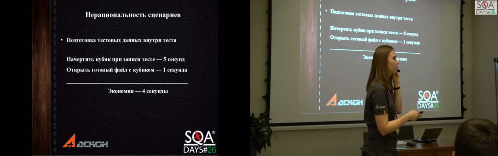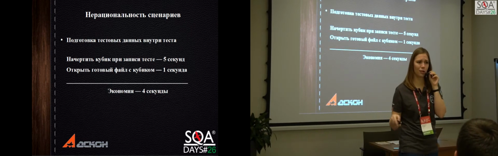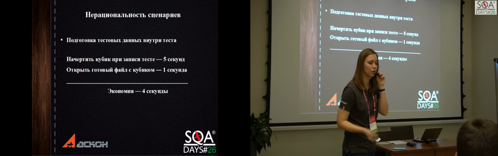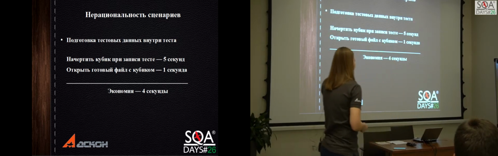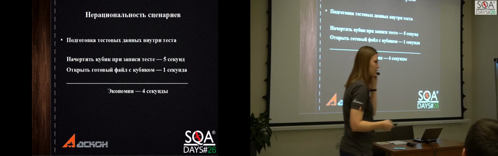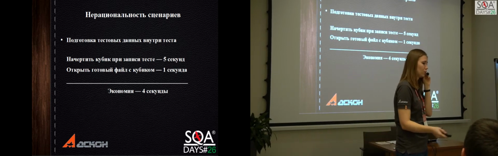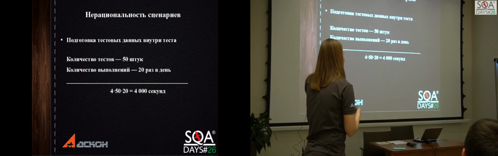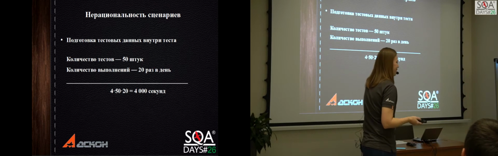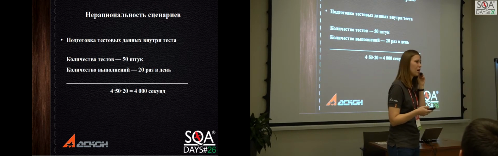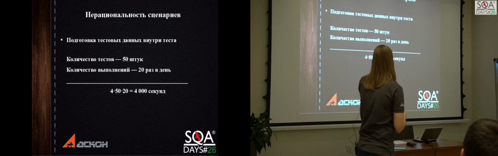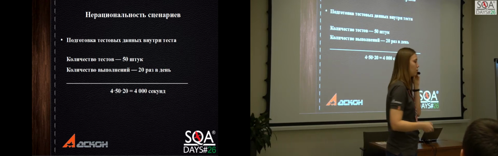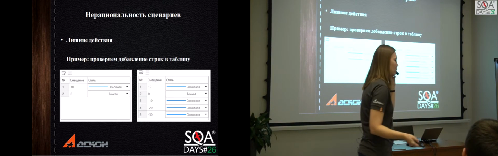It was easier for the testers to draw a simple cube, a simple shape, directly while recording a test, instead of doing that in advance, saving it to the server, and then when recording the test, just opening a ready file from the server. Yeah, we save 4 seconds. For manual testing, 4 seconds is nothing, but when we do it automatically, it's different. 4 seconds is quite a lot of time. And if we have at least 50 tests like that, and our tests are run around 20 times per day, then we spend at least 1 hour in vain, which could be used more efficiently.